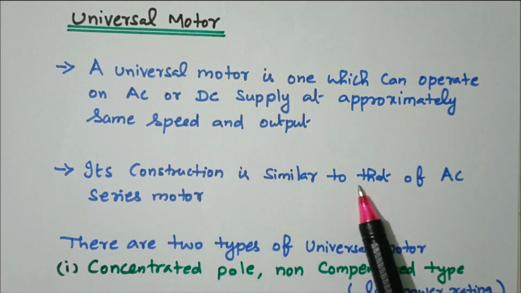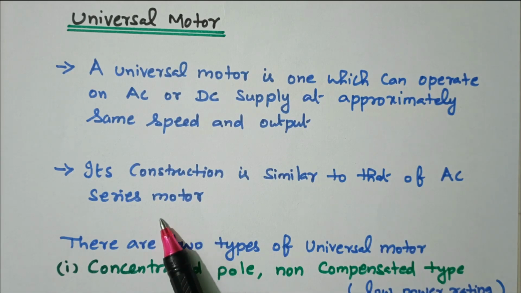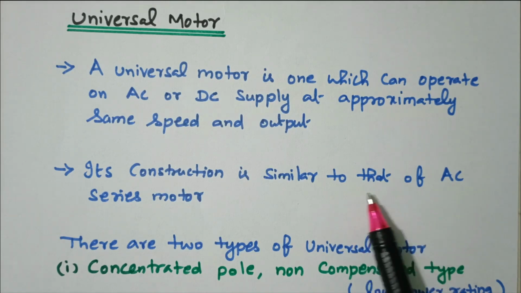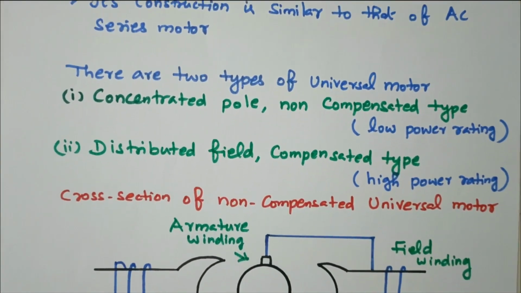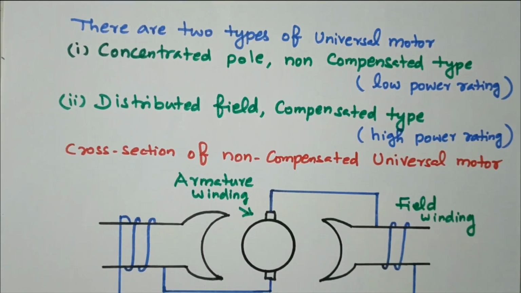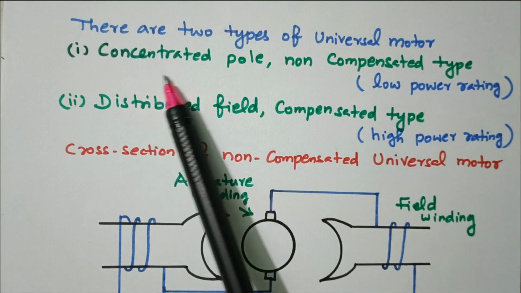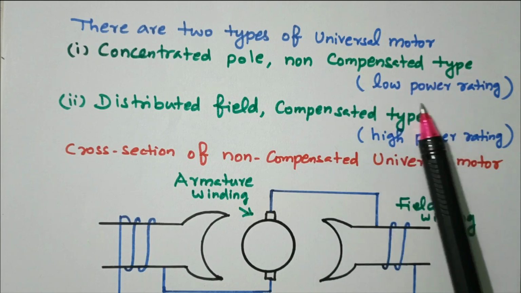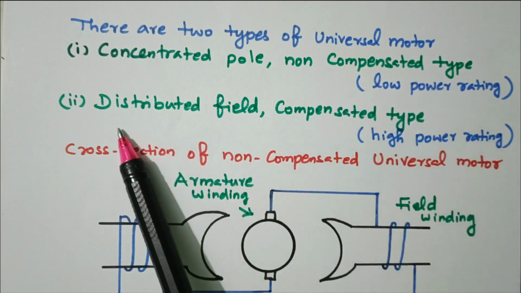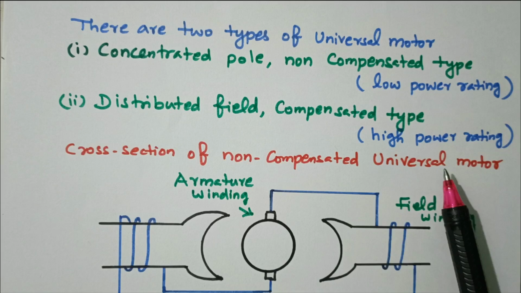Its construction is very similar to that of an AC series motor. Armature and field are connected in series like an AC series motor. Now we'll see the types of universal motor. There are two types available. One is the concentrated pole non-compensated type, that is used for low power rating. The other is the distributed field compensated type, that can be used for high power rating.